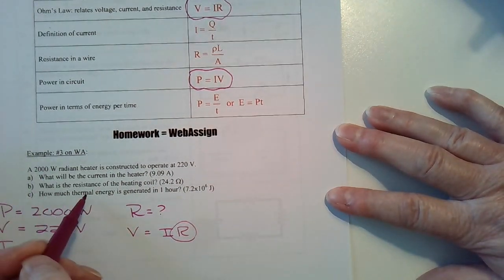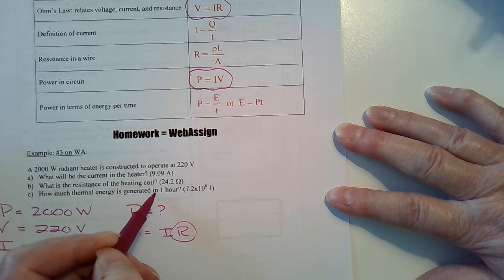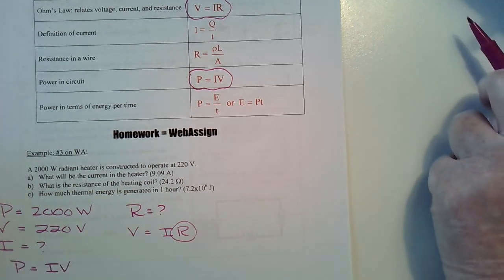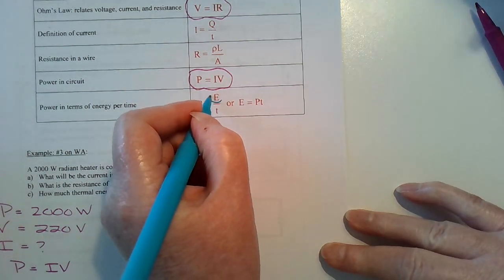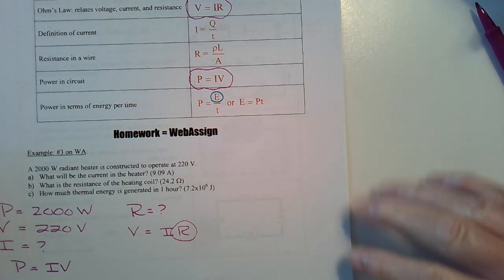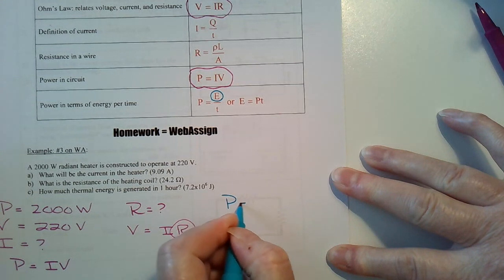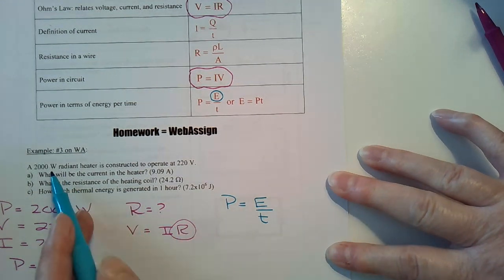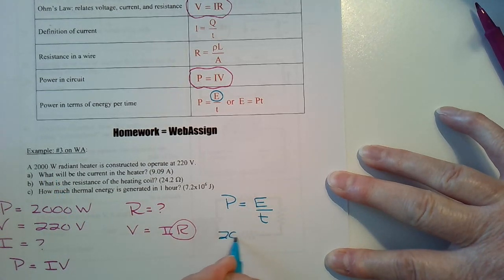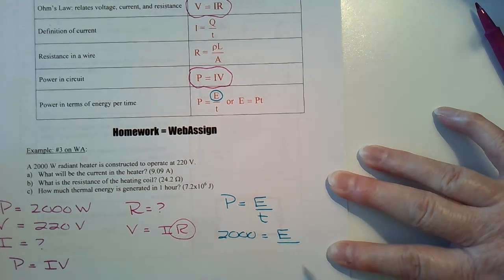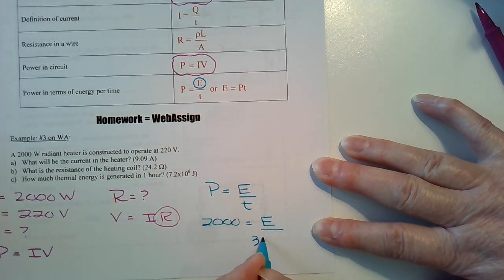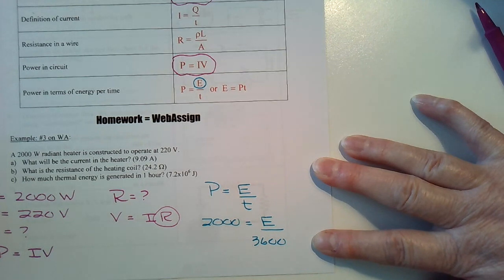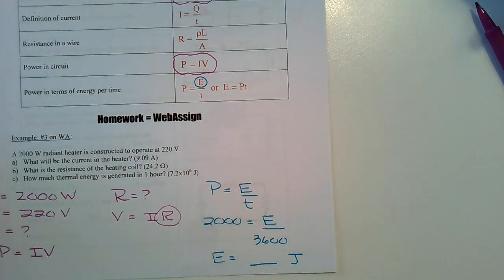Letter C, how much thermal energy is generated in 1 hour? How much energy am I going to generate in an hour? I'm going to use power equals energy over time. My power is 2,000. How much energy? And my time has to be in seconds, so that's going to be 3,600 seconds. When I solve for my energy, it'll turn out to be in joules.